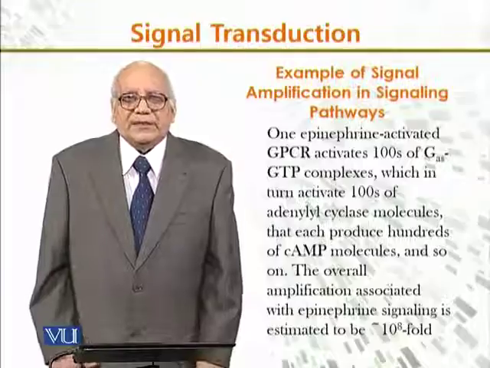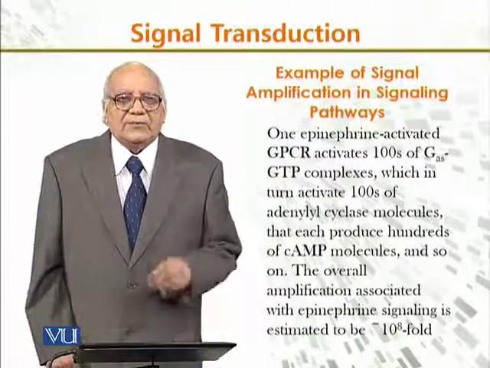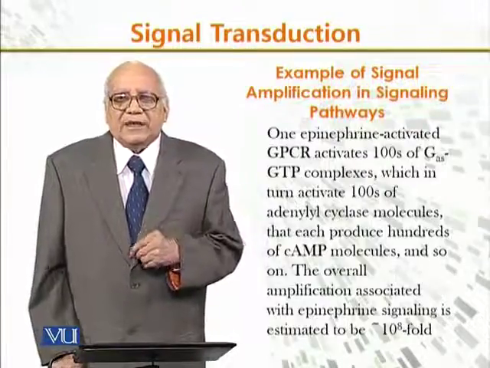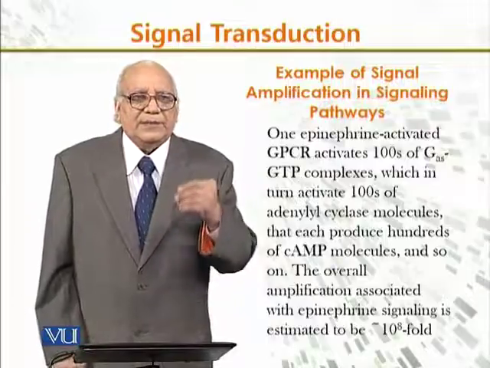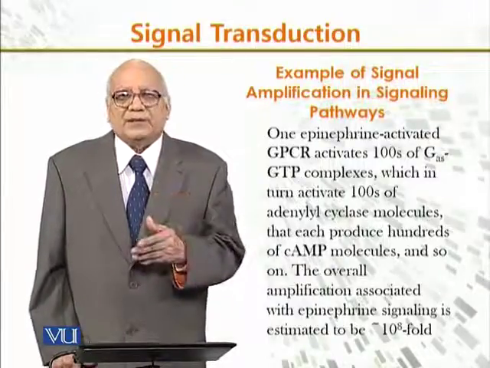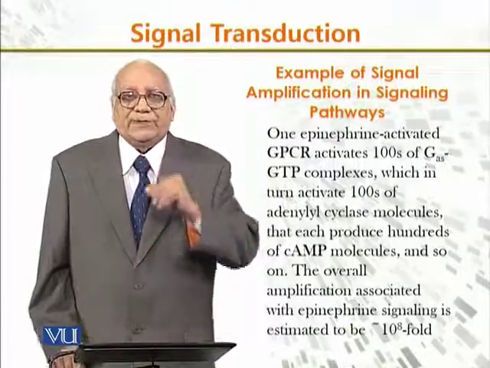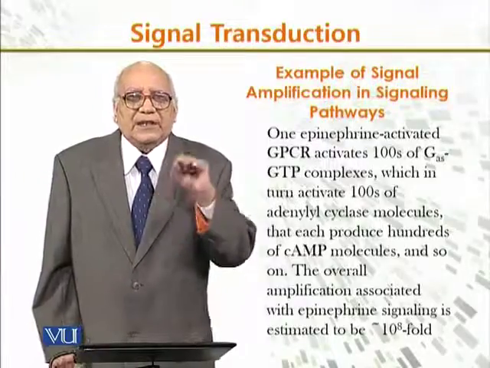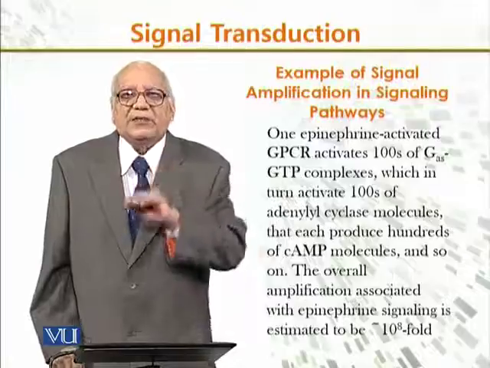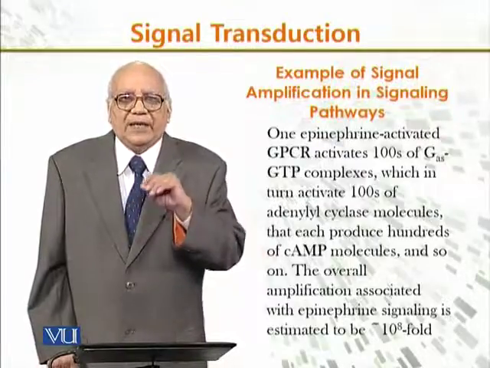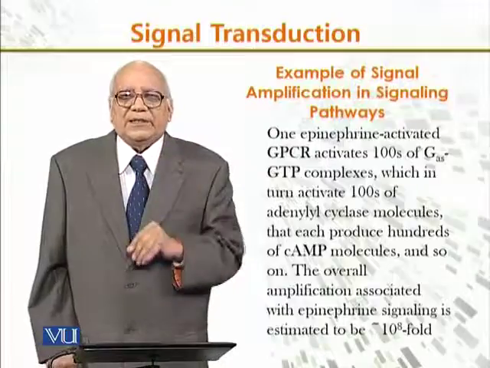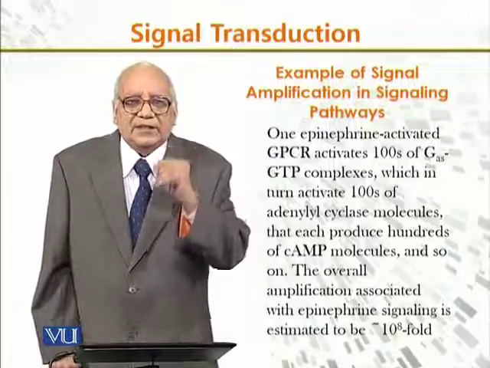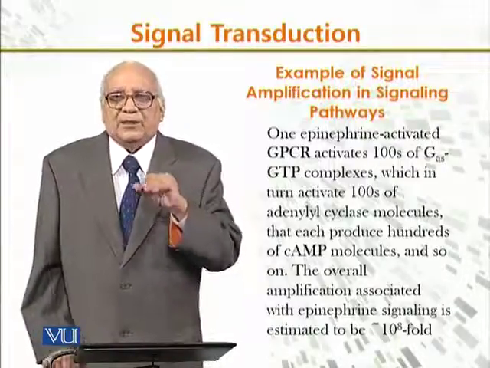Now, an example of signal amplification: one epinephrine-activated GPCR activates hundreds of G protein-GTP complexes. Hundreds, because there is amplification, which in turn activates hundreds of adenyl cyclase molecules, as we saw in the previous diagram. And each product makes hundreds of cyclic AMP molecules, and so on.